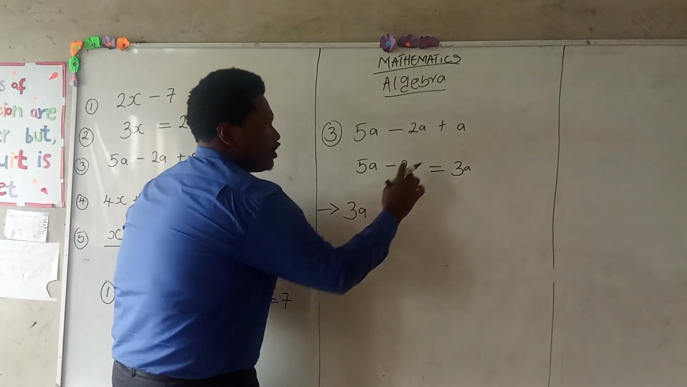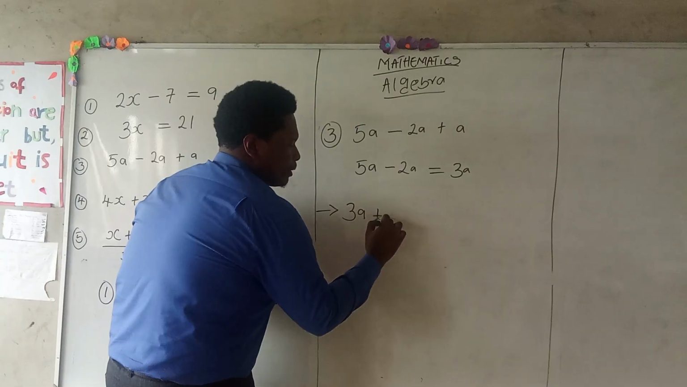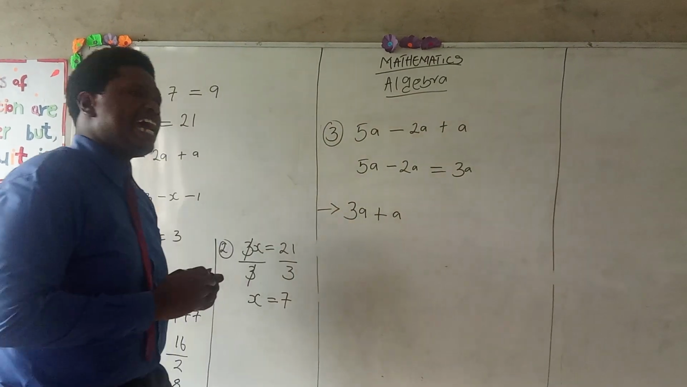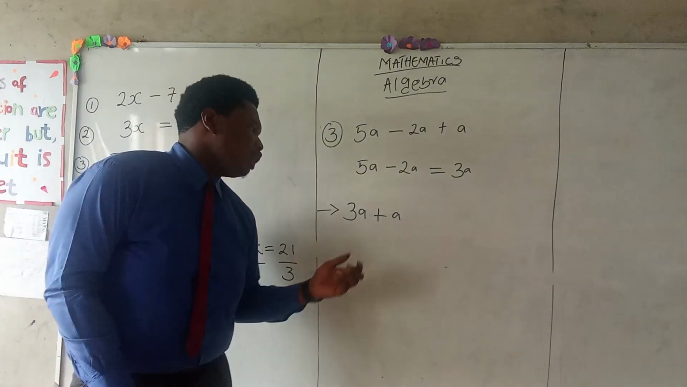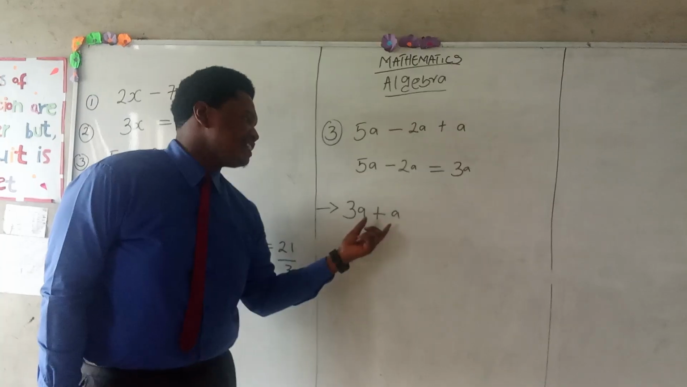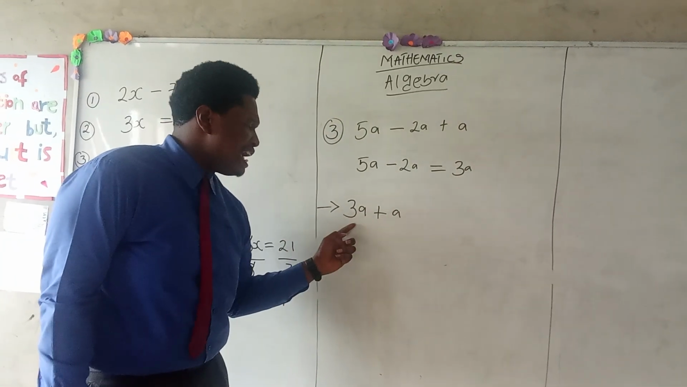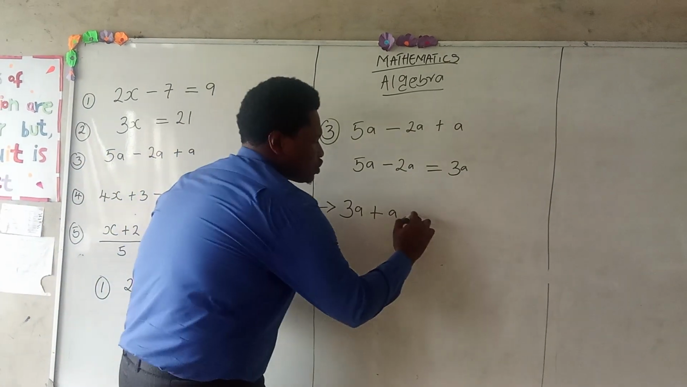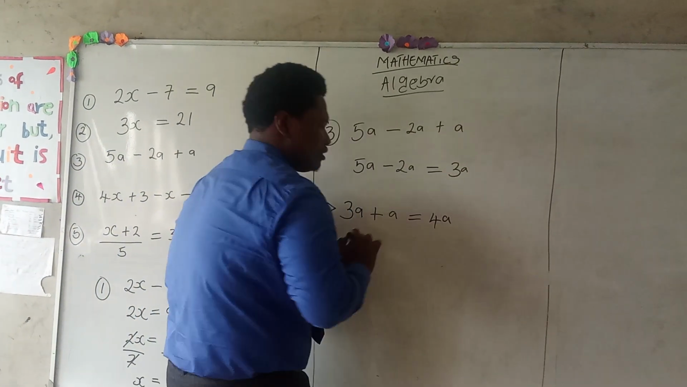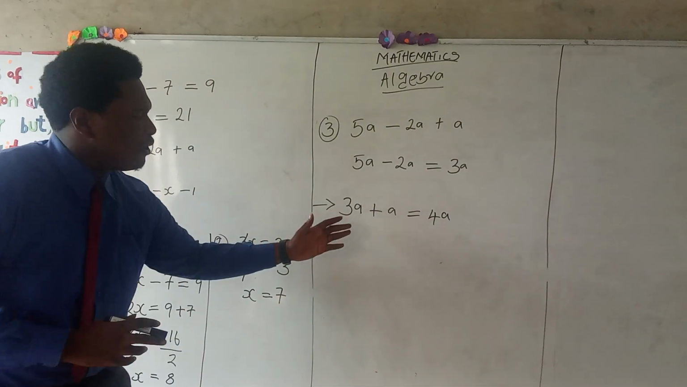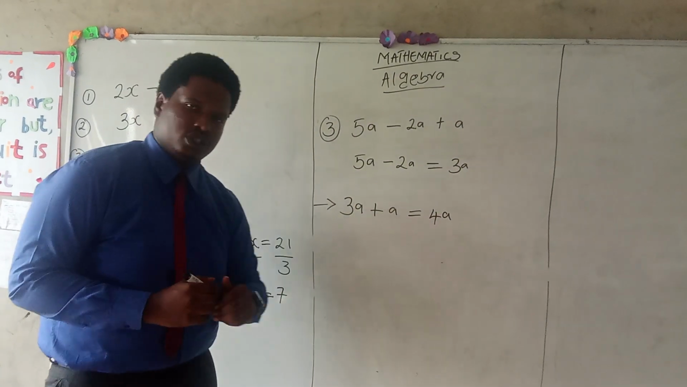So your 3a, don't forget you have a plus sign, plus a. 3a and a, they are like terms. Why? Because they have the same power and they have the same variable. So 3a plus a will give us 4a.